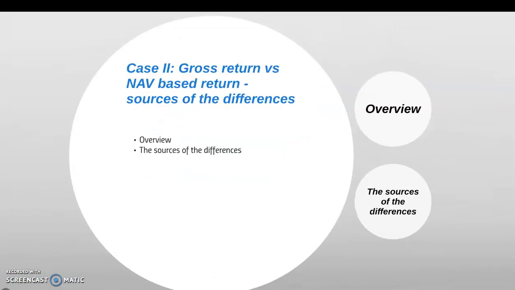In today's class, we're going to look at the main sources of differences between the gross return and the NAV-based return. The class will be divided into two sections. In overview, we will look at the gross and the NAV-based return, and in the second section, we will look at the main source of the differences. So let's start.